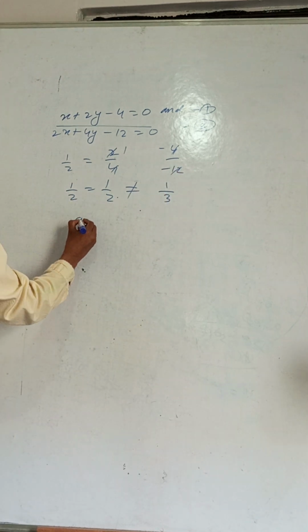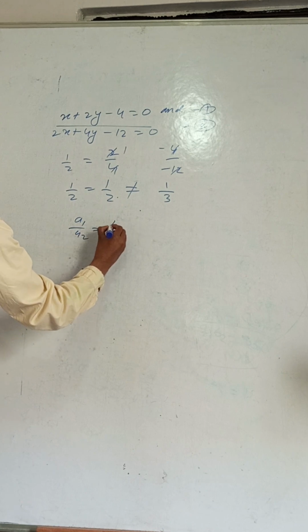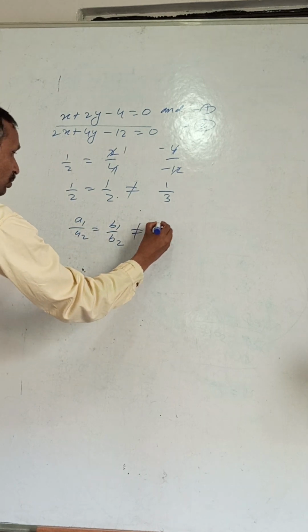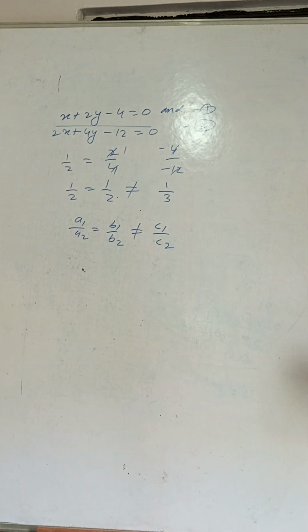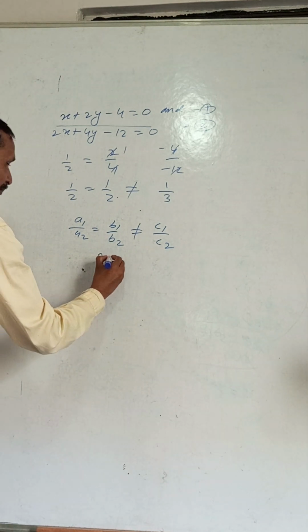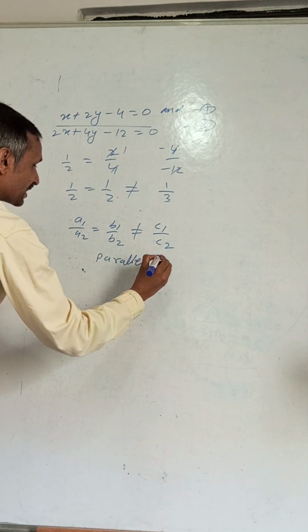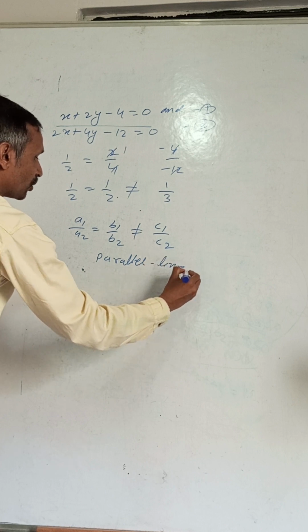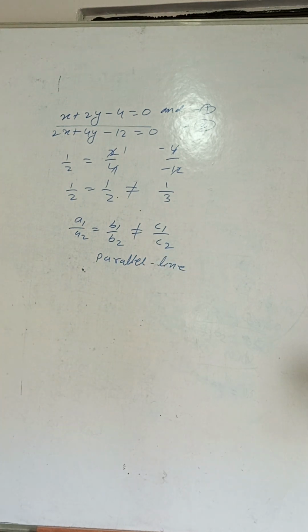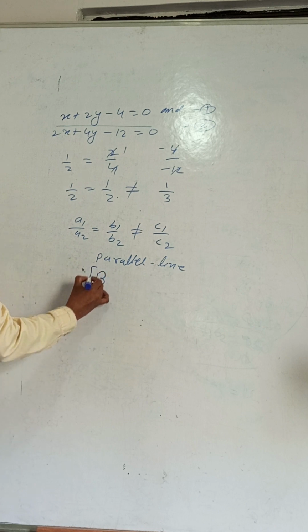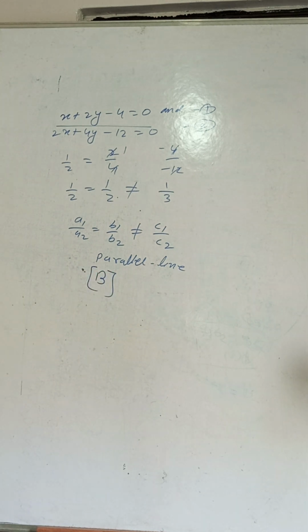So we know that if a1 by a2 is equal to b1 by b2 is not equal to c1 by c2, then the lines are parallel, and parallel lines have no solution. The options in that question are: option A intersecting lines, option B parallel lines, option C coincident lines, option D perpendicular lines. So option B is the correct answer, these are parallel lines.